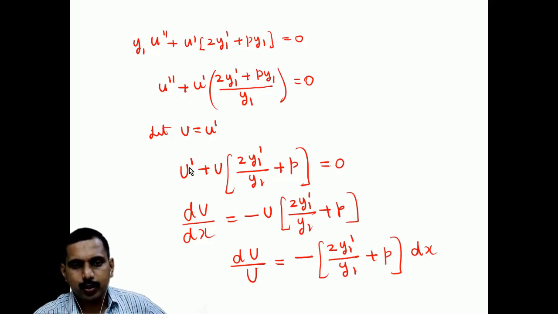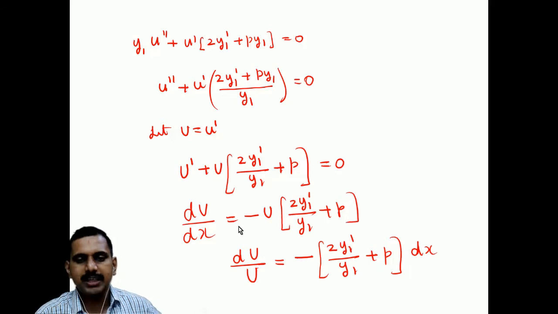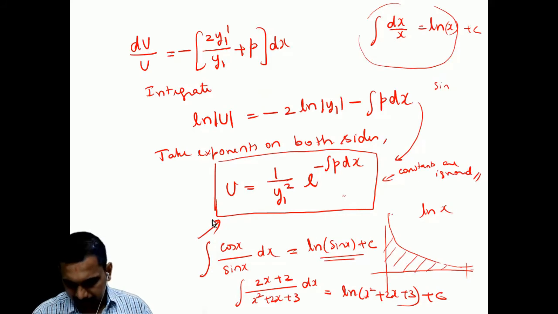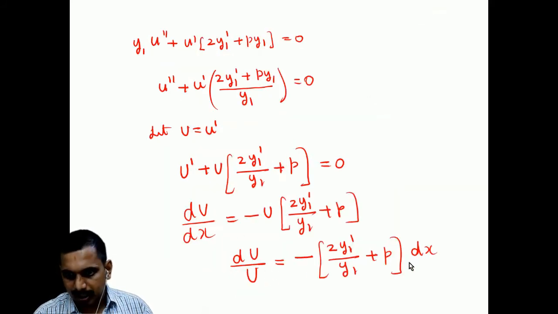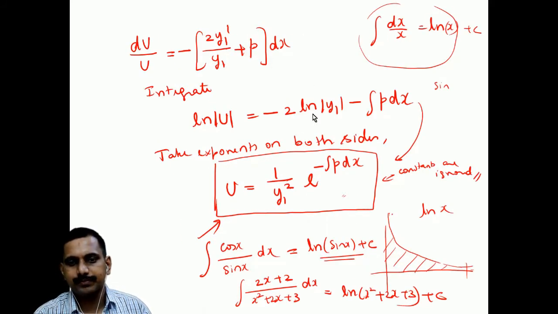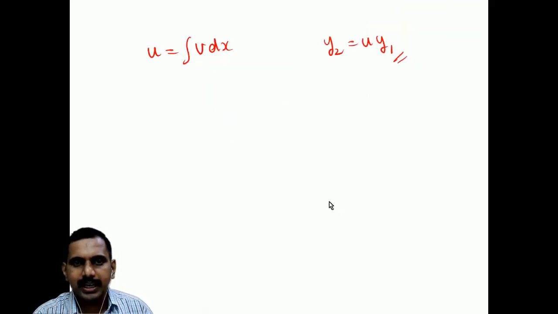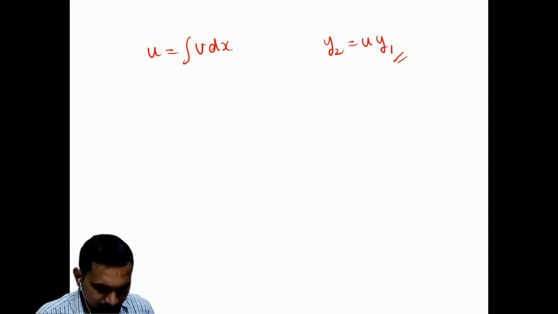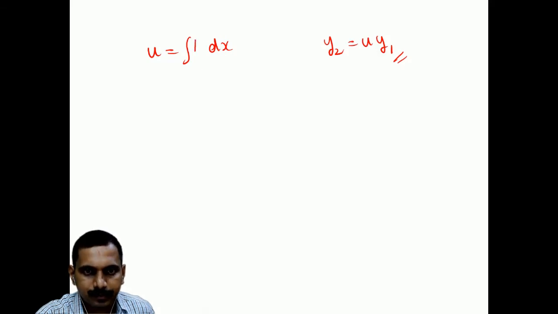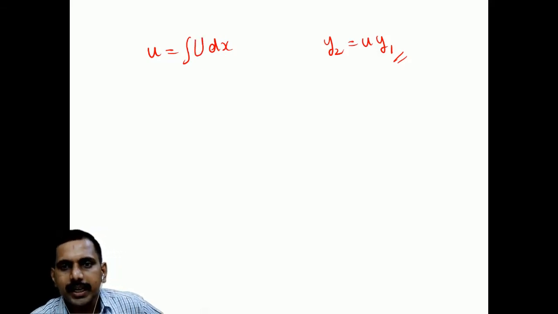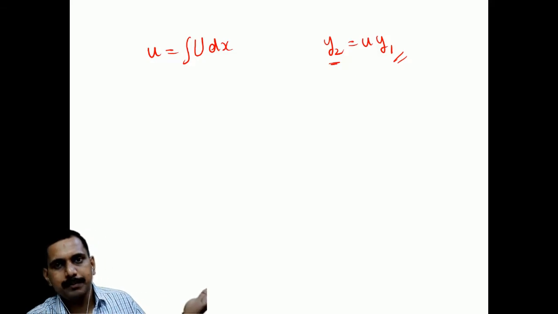Correct? So when we went further, we saw that we can take capital U equal to u dash. Then capital U dash is equal to capital U into (2y1 dash by y1 plus p) is equal to 0, and we integrate this. Then we took exponents on both sides. That's what we have done. And once we get capital U, we can always find small u. Is it not? This is capital U, students. Agree? So what we got? We got y2. Simple.